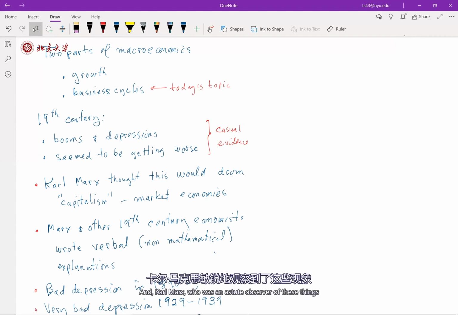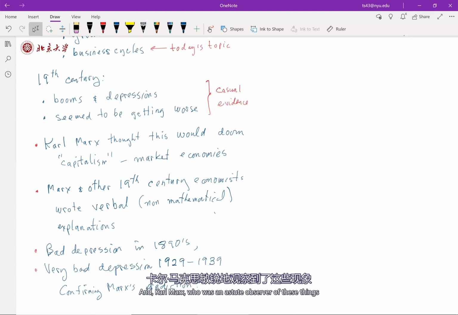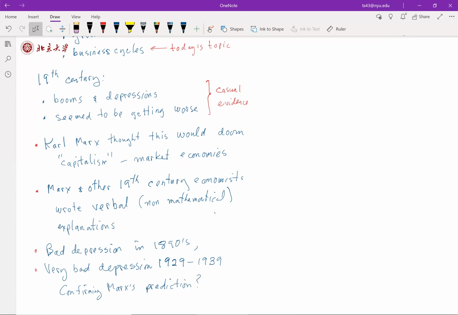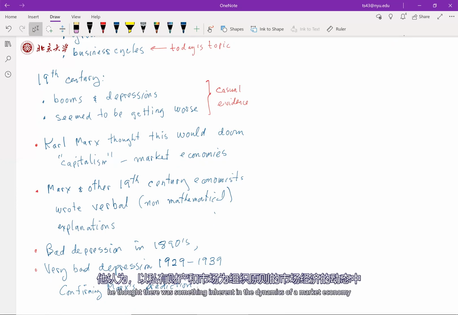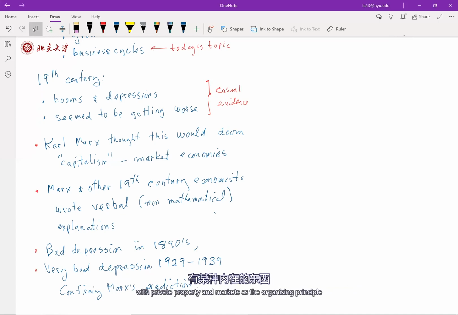The evidence of this was impressionistic, not completely systematic, fragmentary observations of distress that you could see when you walk down the streets of a big city. They seem to be getting worse. And Karl Marx, who was an astute observer of these things, thought that he saw them getting worse, and he thought that this was going to doom capitalism. As a scientific proposition, he thought there was something inherent in the dynamics of a market economy with private property and markets as the organizing principle that would make these depressions worse and worse.